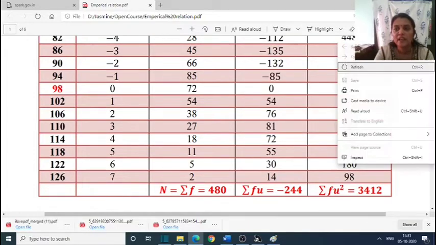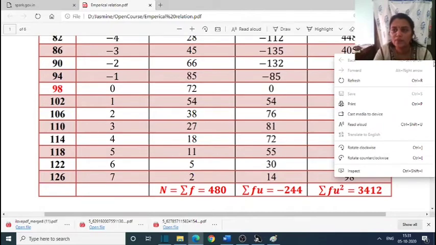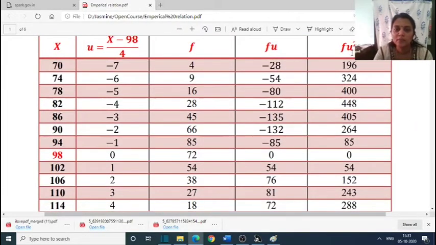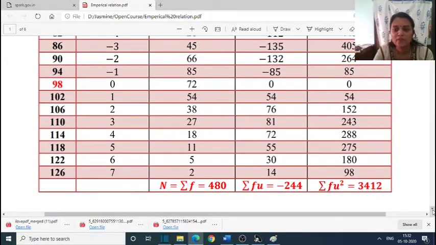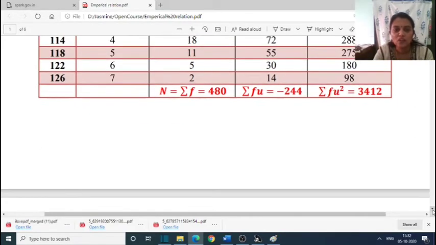Now we have to find Fu square. We have the Fu values, and we multiply each Fu by U. So minus 28 into minus 7, 196. Minus 54 into minus 6, 324. Minus 80 into minus 5, 400. Minus 112 into minus 4, 448. Minus 135 into minus 3, 405. Minus 132 into minus 2, 264. Minus 85 into minus 1, 85. 0 into 0, 0. And so on. So sigma Fu square is equal to 3412.